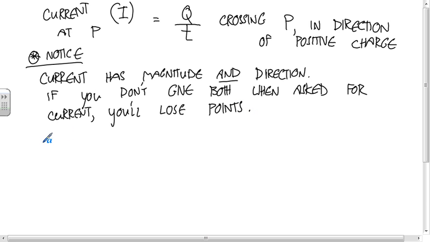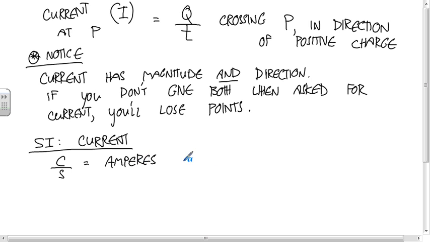The SI units of current. So based on that definition I gave above, what are the SI units of current? Well, what are the units of Coulomb? Coulombs are the unit of charge. And then what are the units of time? Seconds. So it's going to be coulombs per second. And that's given its own name, amperes.